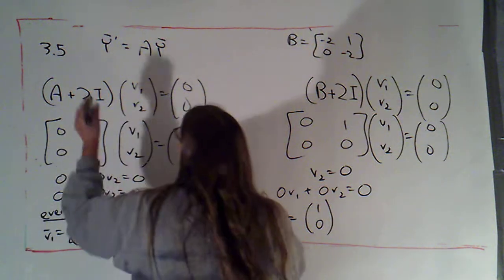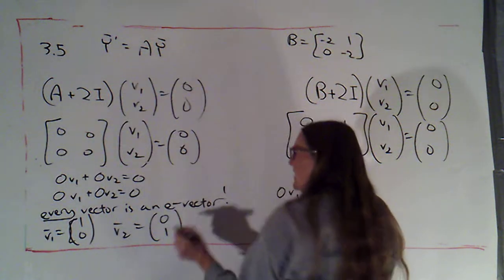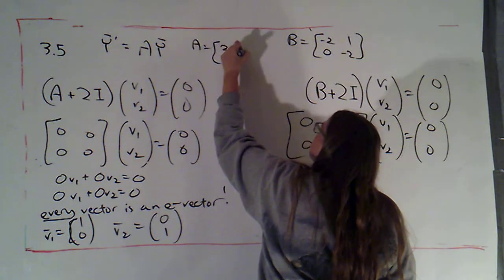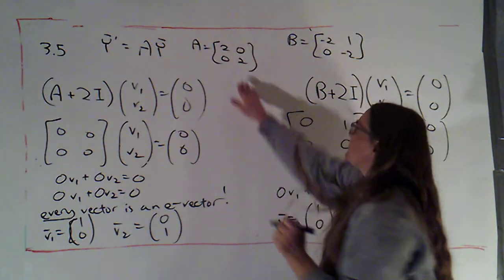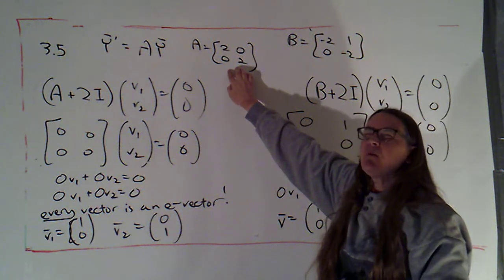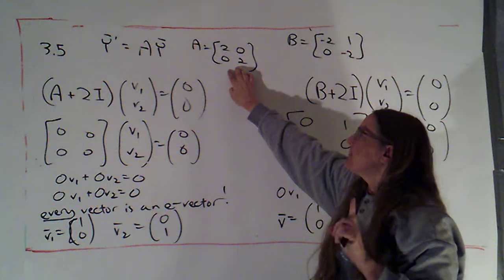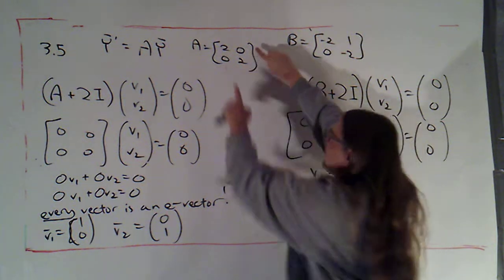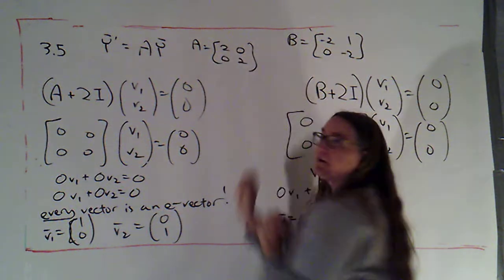I will also point out, in this case where we got two independent eigenvectors, remember A was just [[2, 0], [0, 2]]. That's what we call a diagonal matrix. That's actually the only way with a 2 by 2 matrix that you can have a repeated eigenvalue with two independent eigenvectors, is if you have zeros here and the eigenvalue here.